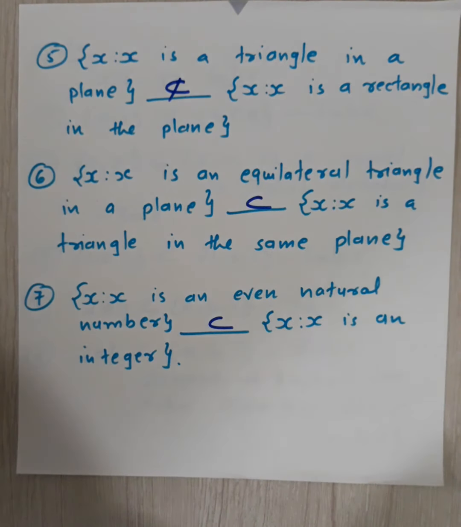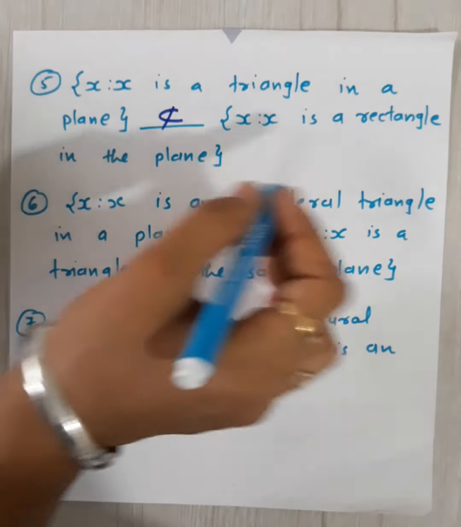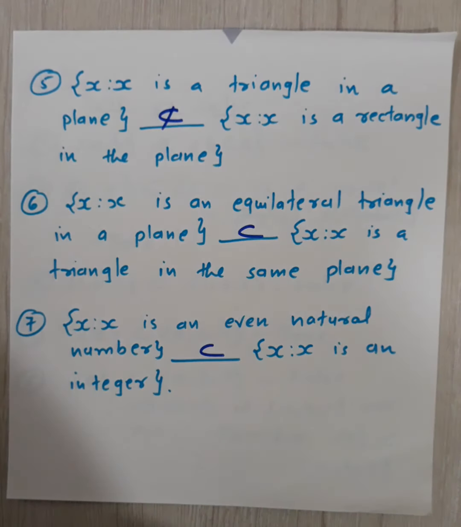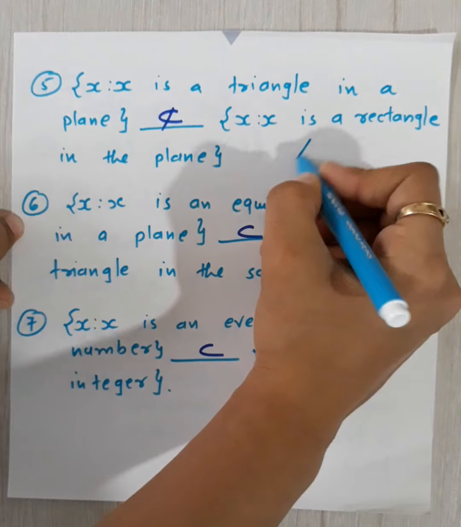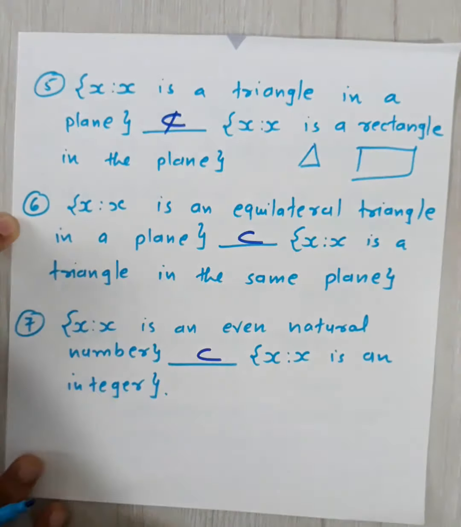Okay. Now, X is a triangle in a plane. Dash, X is a rectangle in the plane. So it's not a subset. Triangle in the plane and rectangle in the plane, okay. So it's not a subset.